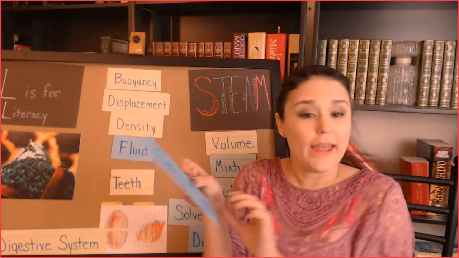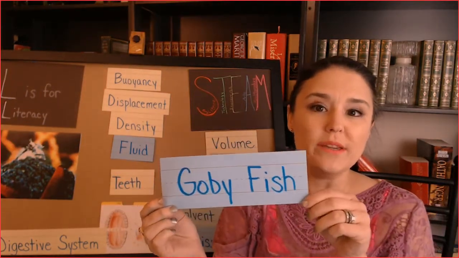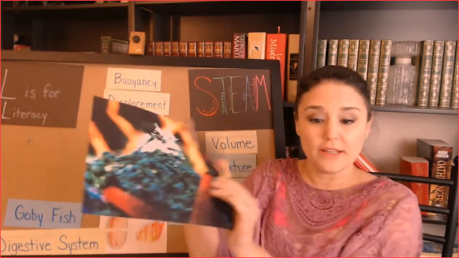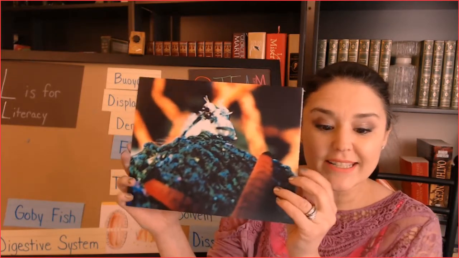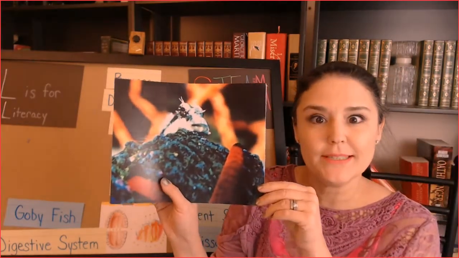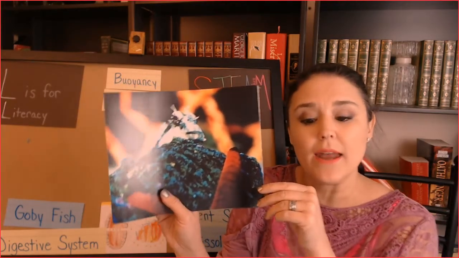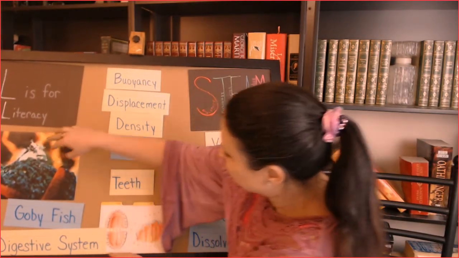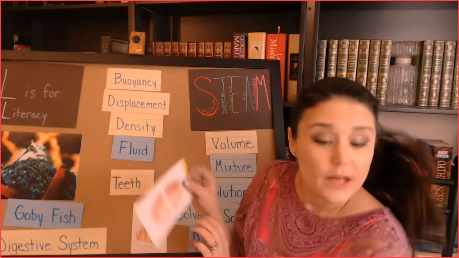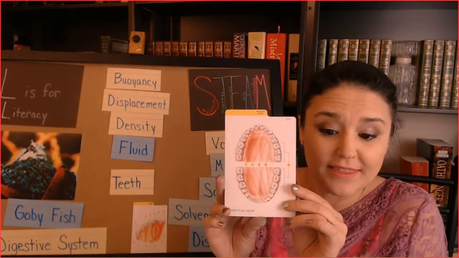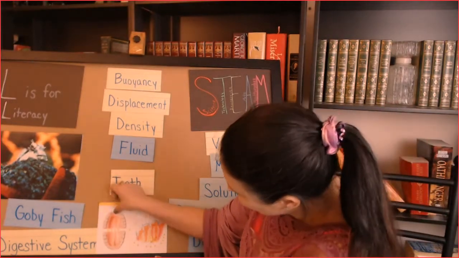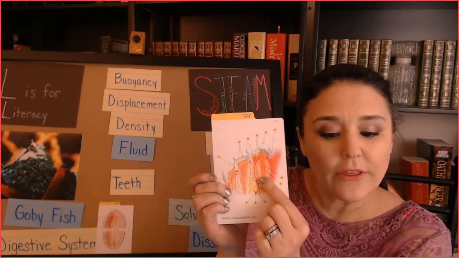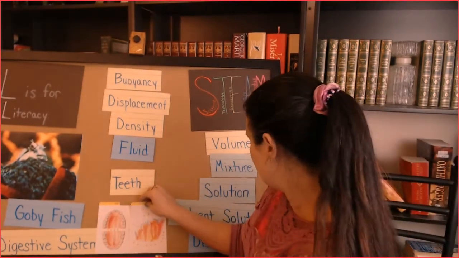And our animal of the week is the goby fish. This particular goby fish lives in the Chesapeake Bay. And he has a suction cup on his bottom that sticks into the bottom so he can stick to rocks and not get moved away by the currents, not get washed away. An important part of your digestive system is your teeth. These are your teeth. And your teeth, just like plants and trees, have roots that anchor them into your gums.